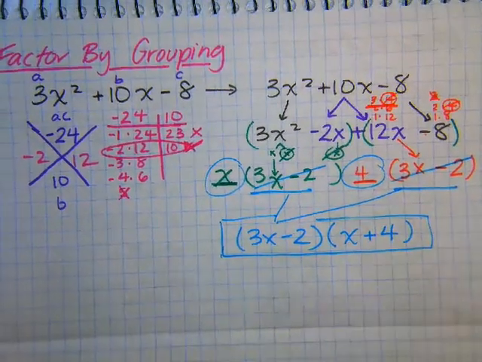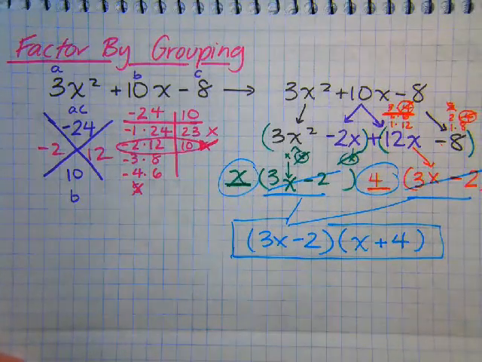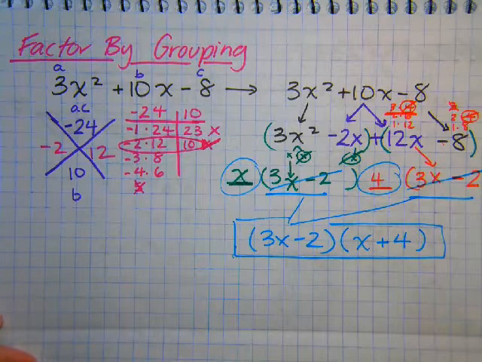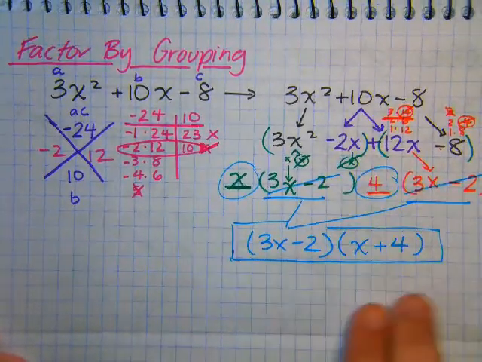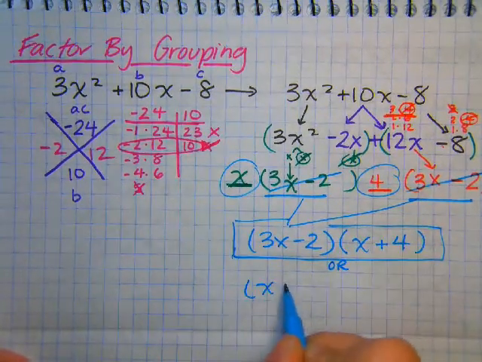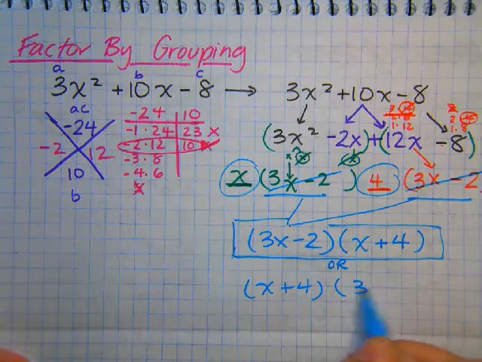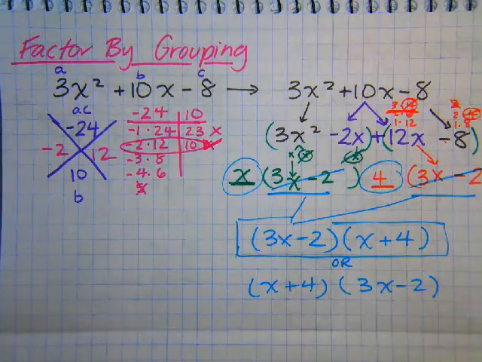Awesome. If you want to check, you can multiply those back out to make sure that they are indeed the right binomials, but there you go, factor by grouping. And if you by chance flipped these, you can also have x plus 4 first and 3x minus 2 second, because you can multiply in any order. And there you go. Awesome.